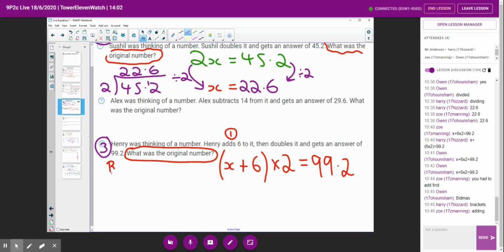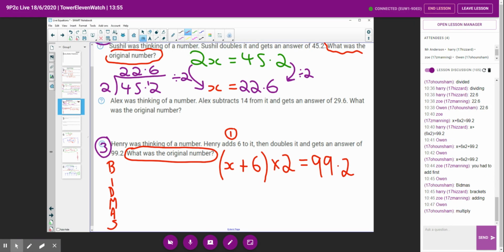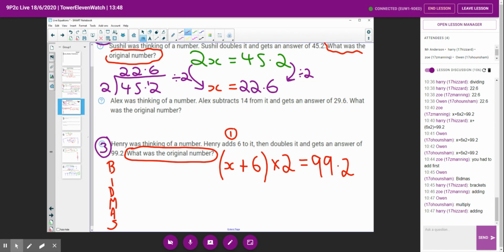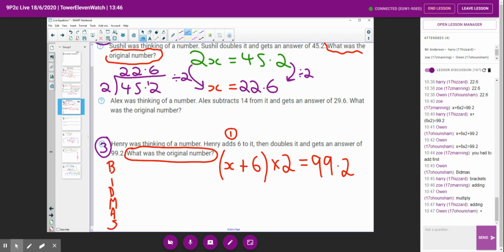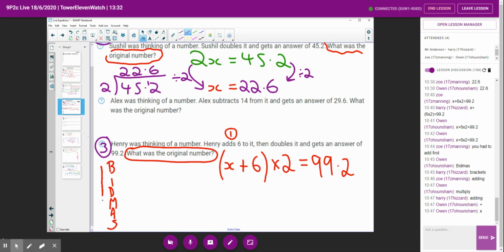So remember our BIDMAS. Right, 2 different answers. Zoe said add, Owen said multiply. Right, guys, normally, okay, Harry, you think add as well? Owen, you changed your mind. Owen, you shouldn't have done. You were right. You should have gone with your gut feeling. Right, when we do BIDMAS, we start with the top, the brackets, and we go through, okay? And we do it in that order.